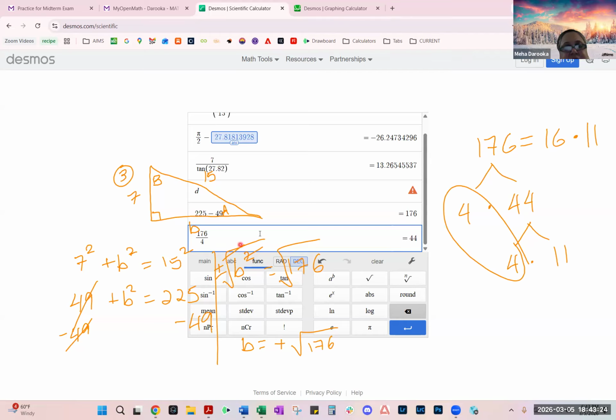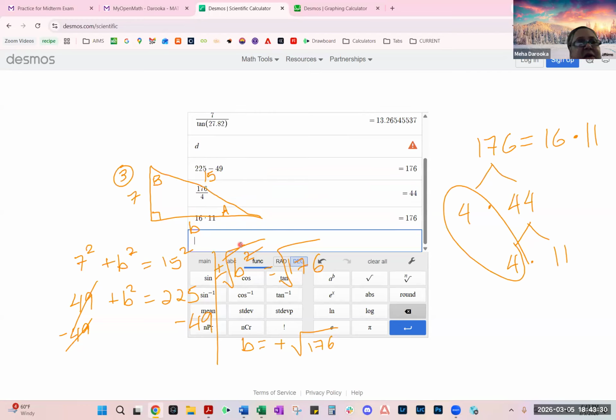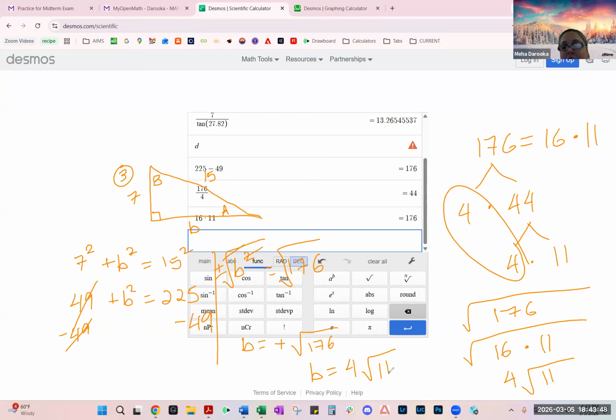And, again, just to show you that the math does actually work, you can do 16 times 11, which gives you 176. Why is that important? Because when you take 176 and rewrite it as 16 times 11, square root of 16 is 4, so 4 can come outside. And of course, 11 being a prime number cannot be broken down anymore. So your b value will come out to be 4 times square root of 11.